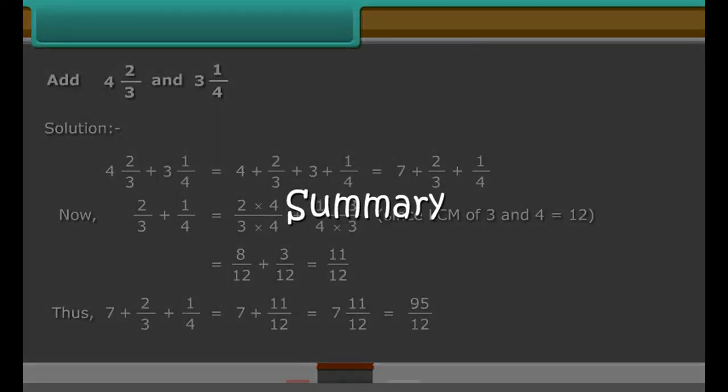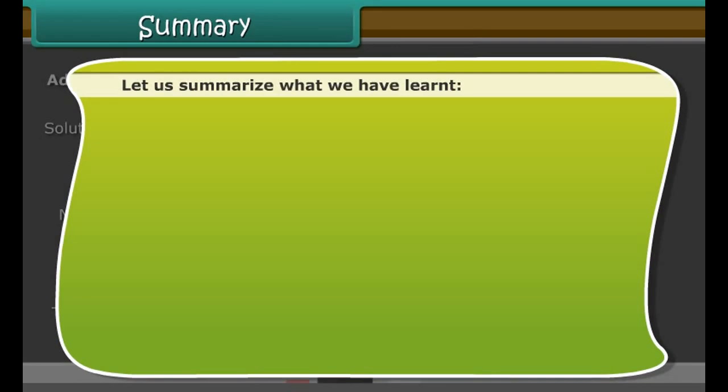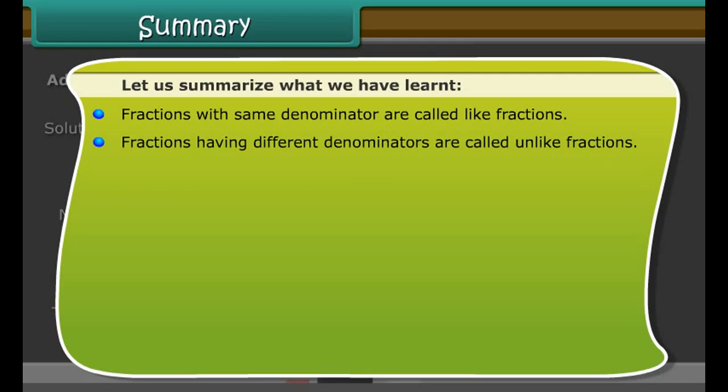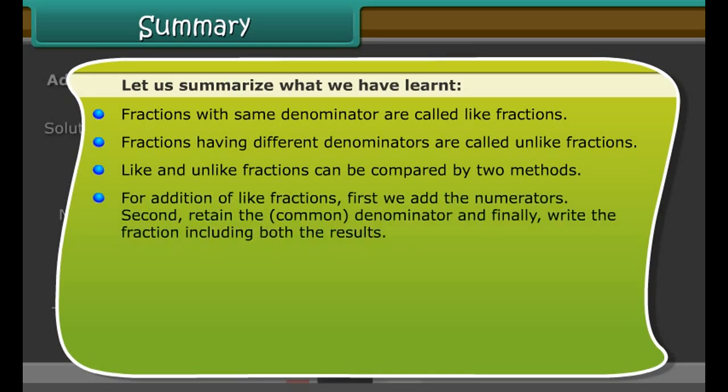Summary. Let us summarize what we have learned. Fractions with the same denominator are called like fractions. Fractions having different denominators are called unlike fractions. Like and unlike fractions can be compared by two methods. For addition of like fractions, first we add the numerators, secondly, we retain the common denominator, and finally, write the fraction including both the results.